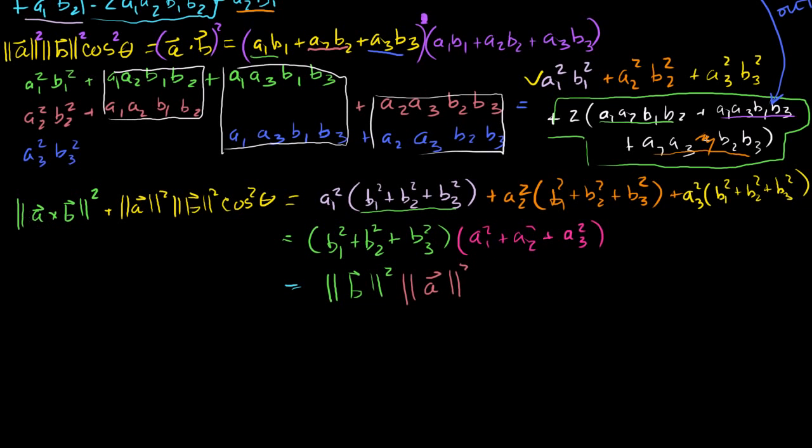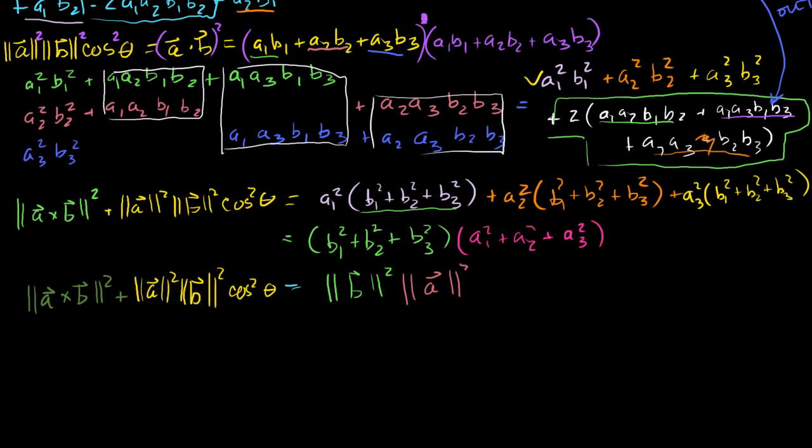So we have, let me rewrite everything. We have the length of a cross b squared, plus this thing, plus that thing right there. Plus the length of a squared times the length of b squared times the cosine squared of the angle between them is equal to that.